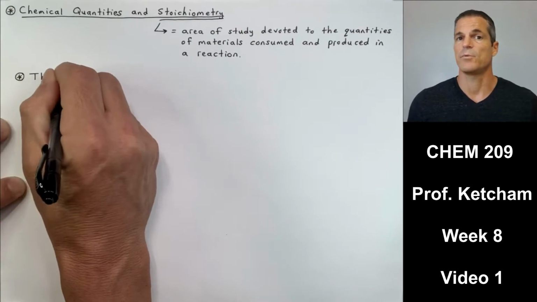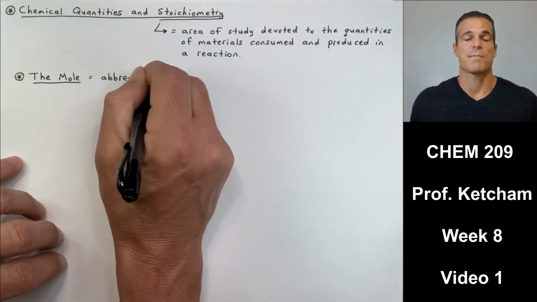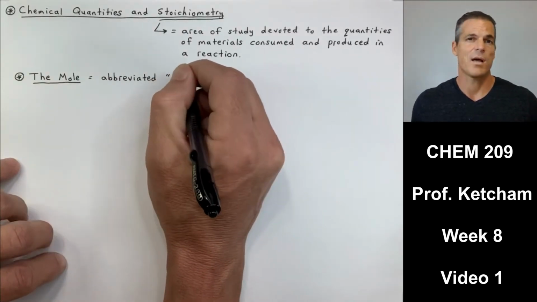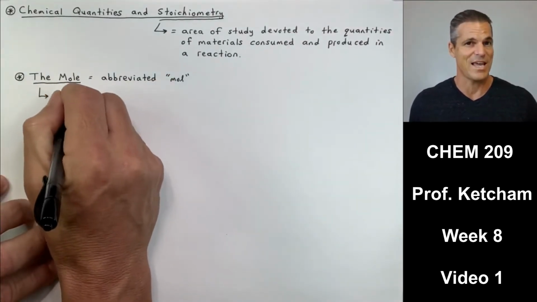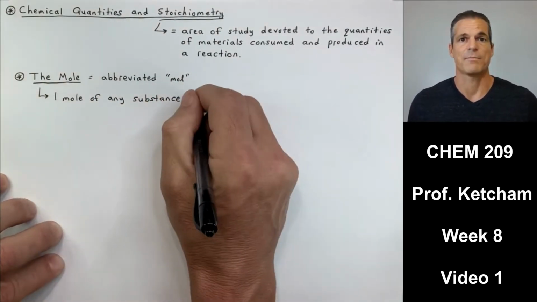You notice it says in a reaction. So we're going to have reactants and products. We're going to have to talk about chemical reactions. So stoichiometry is not really going to show up today, but it's going to show up in the next videos and some of the later videos for chapter 7.